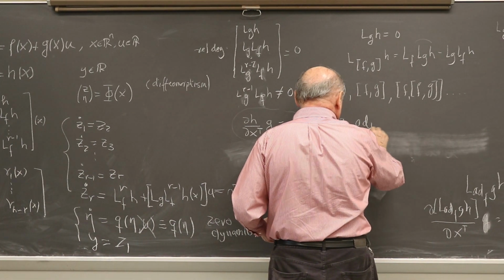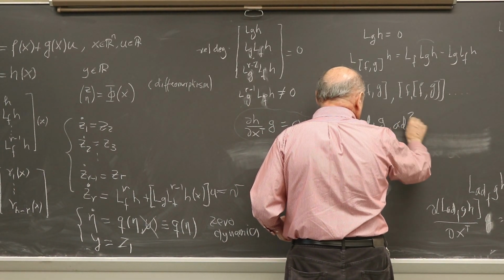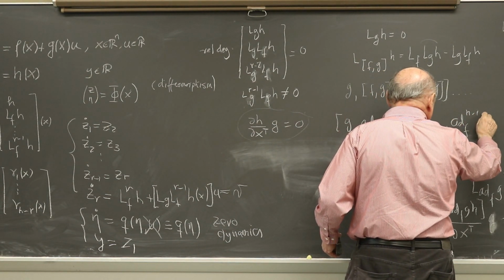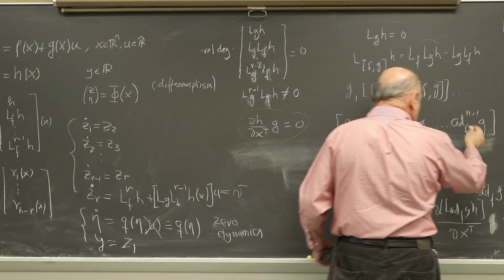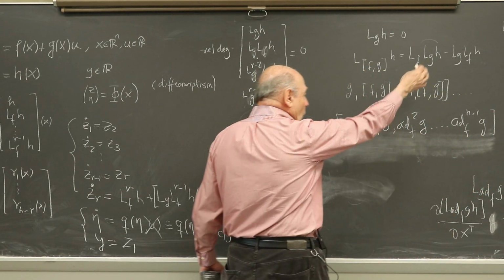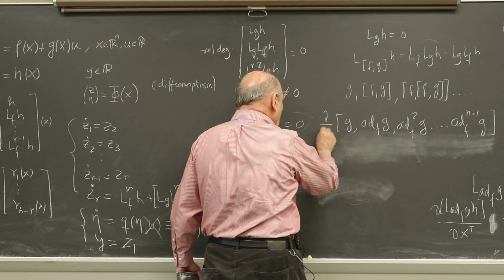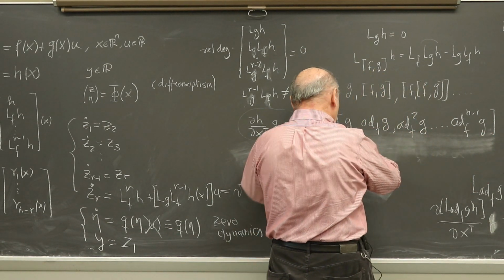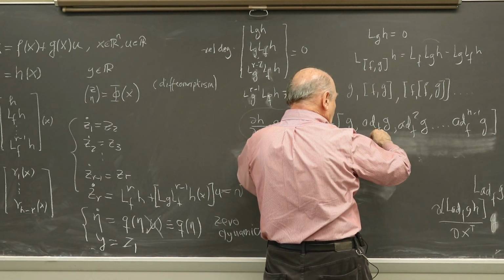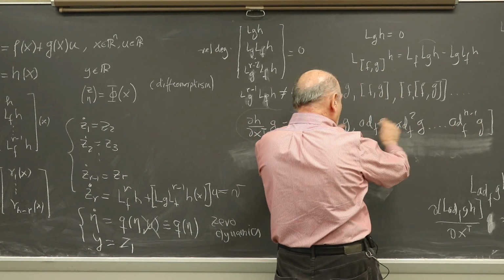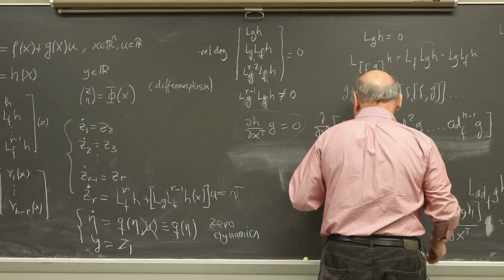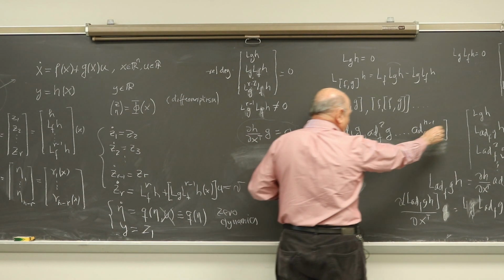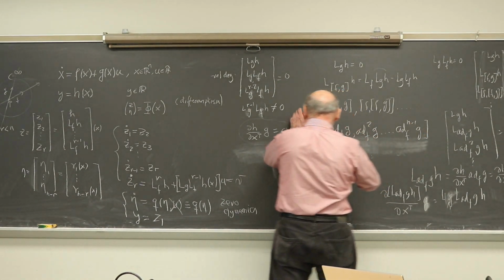G, ad_f g, ad_f squared g, and so on. And hopefully we'll be able to reach ad_f^(n-1) g, and all those conditions are summarized into a single linear differential equation. The gradient of those things, the gradient of these things have to be independent, and multiplied by each one of these vector fields will give me a directional derivative. Will give me h. I'm sorry.